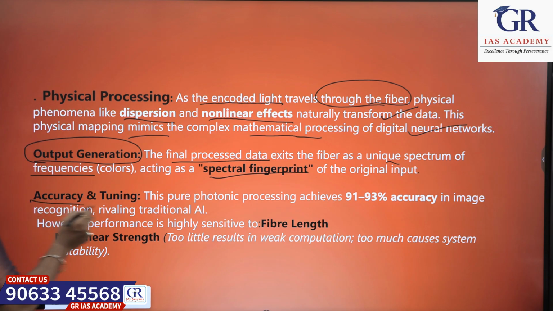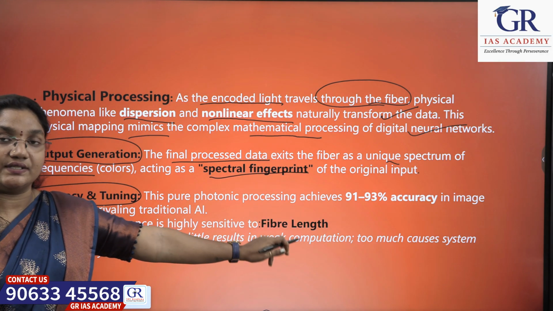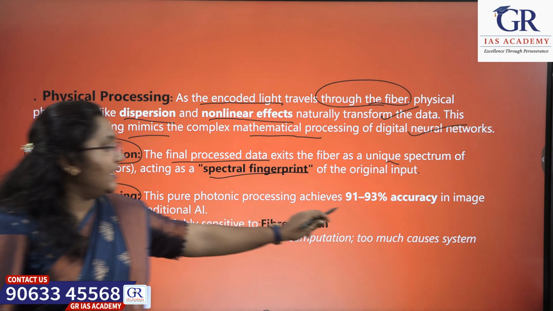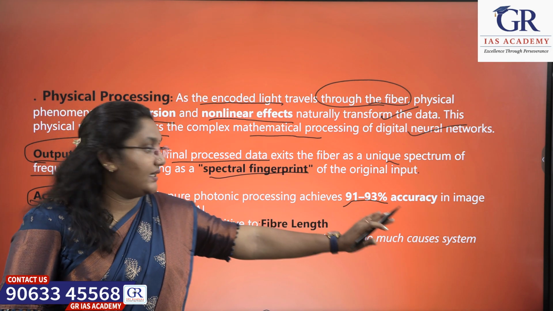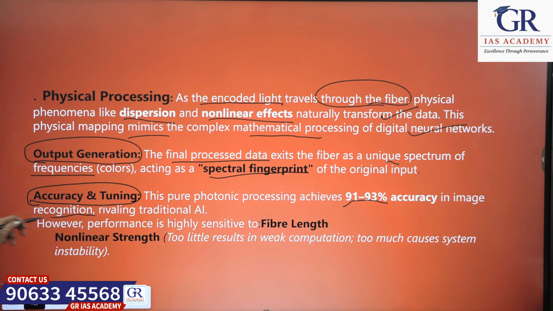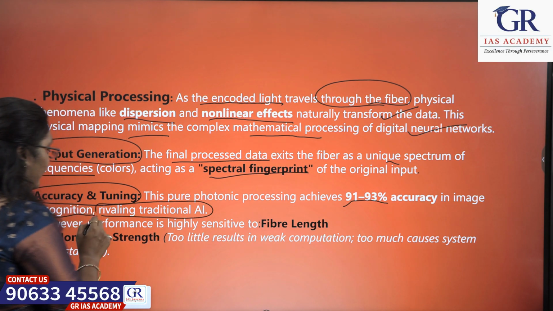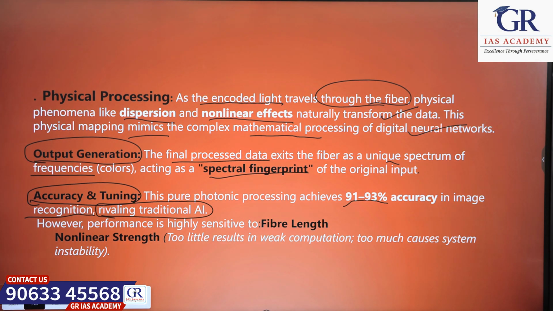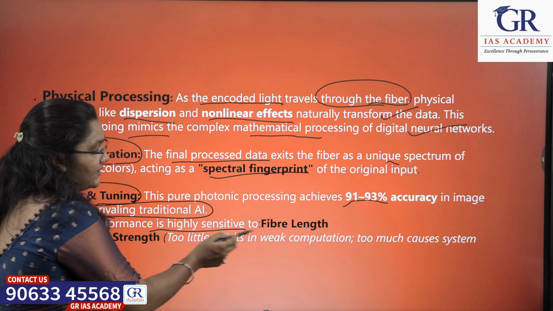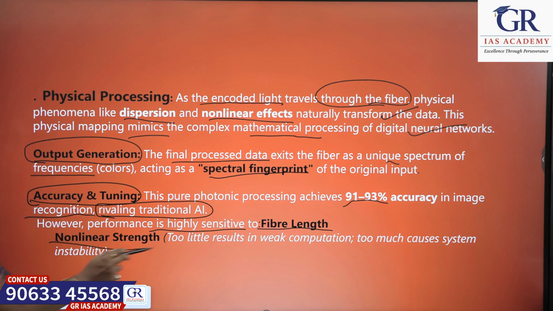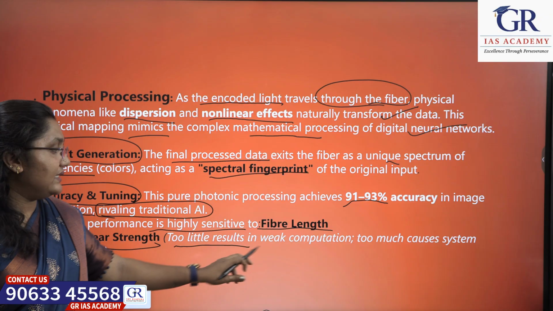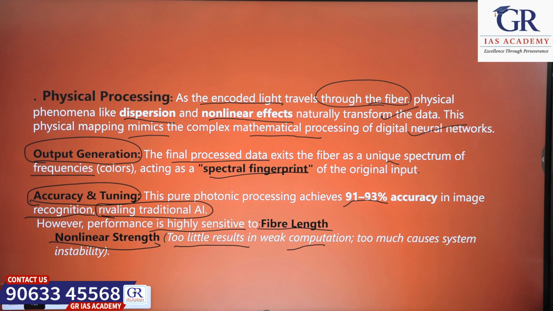Next, coming to the accuracy and tuning. This pure photonic processing achieves 91 to 93% accuracy in image recognition, rivaling traditional AI. However, performance is highly sensitive to fiber length and non-linear strength. Too little results in weak computation, too much causes system instability.